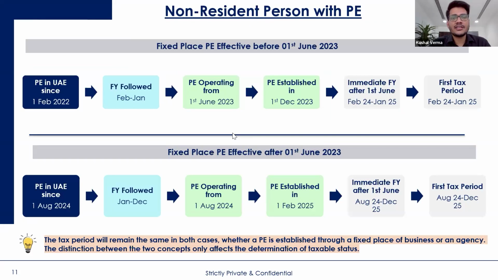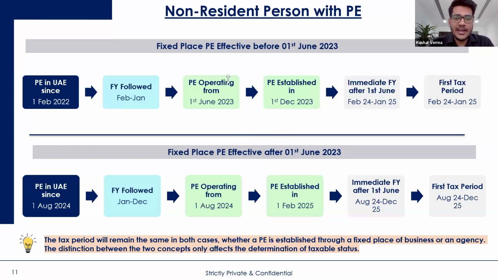Now let us take an example for entities which have a permanent establishment before 1st June 2023. Say an entity has had a permanent establishment since 1st Feb 2022, and that entity follows Feb to Jan as its financial year. From the Corporate Tax Act angle, as Corporate Tax started from 1st June 2023, this particular entity is considered to be starting operations from 1st June 2023. The entity has a fixed place of business and PE in UAE, but the next financial year from 1st June 2023 is Feb 24 to Jan 25. So this is the immediate financial year after 1st June 2023, and this will be the first tax period for the entity.